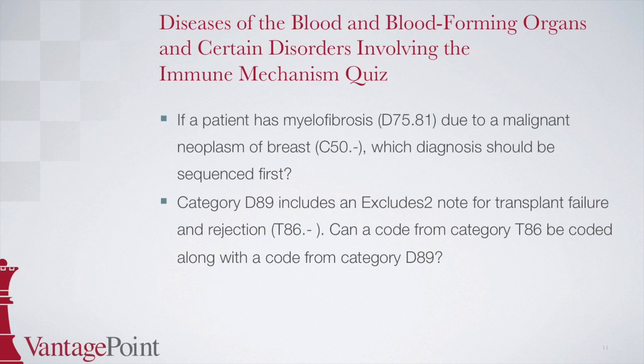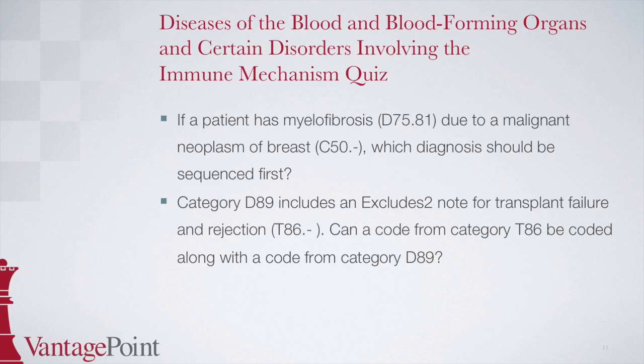Now it's time for our quiz. Our first question is, if a patient has myelofibrosis, which is D75.81, due to a malignant neoplasm of the breast, which is category C50, which diagnosis should be sequenced first? Our second question, category D89 includes an excludes two note for transplant failure and rejection, which is category T86. Can a code from category T86 be coded along with a code from category D89?